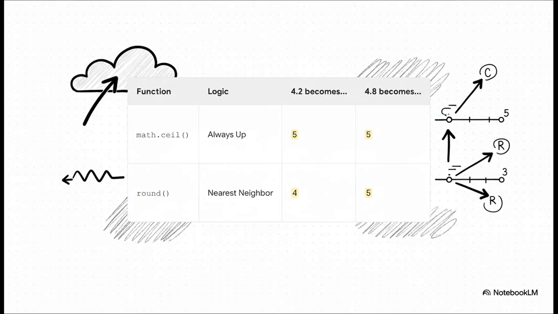This table sums it up perfectly. With 4.2, ceil forces it all the way up to 5, while round brings it down to 4. But with 4.8, they both agree and land on 5. This really shows you how round is flexible, while ceil is just absolute.